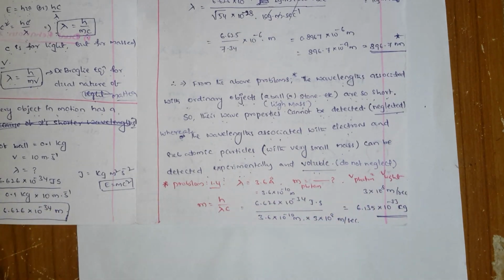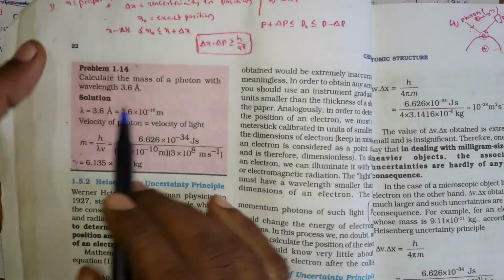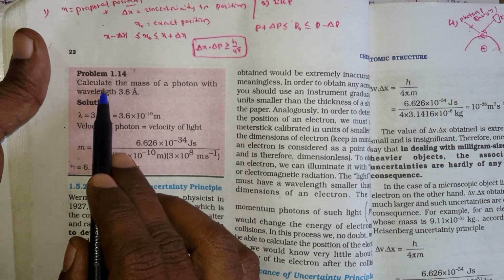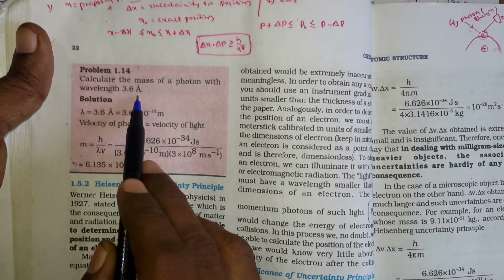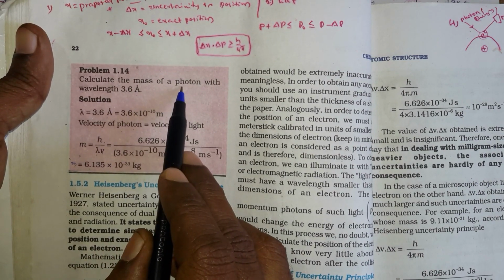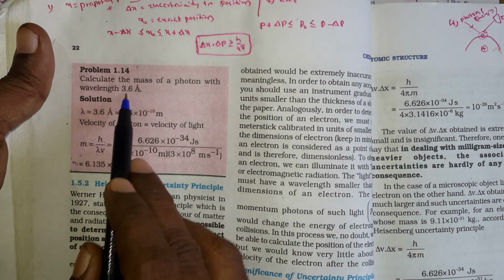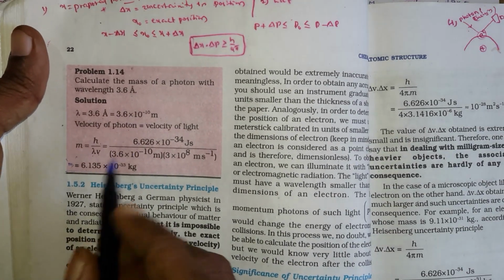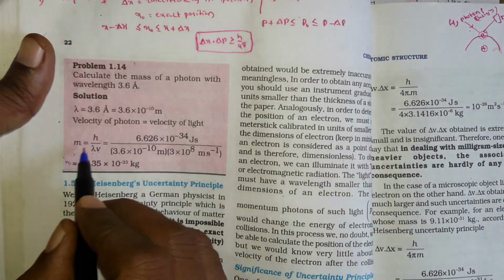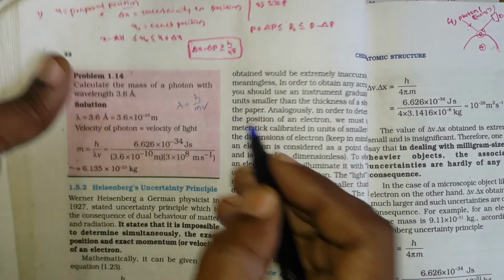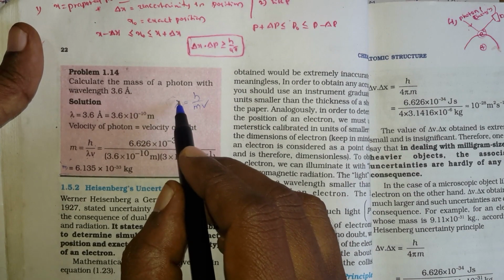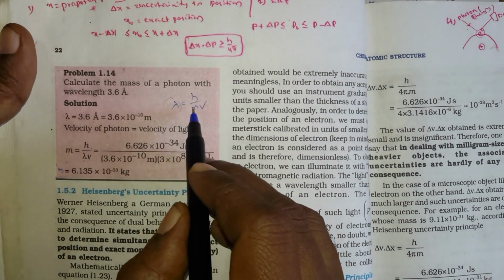Okay, and there is one more problem. We can see the back side. So what is the problem? 1.14, calculate the mass of a photon with wavelength 3.6 angstroms. So what you have to do, you have to calculate the mass of a photon with the wavelength of 3.6 angstroms. Very simple. According to the de Broglie, the lambda is equal to h by mv. And you know the lambda here, wavelength, right? And you have to calculate the mass.